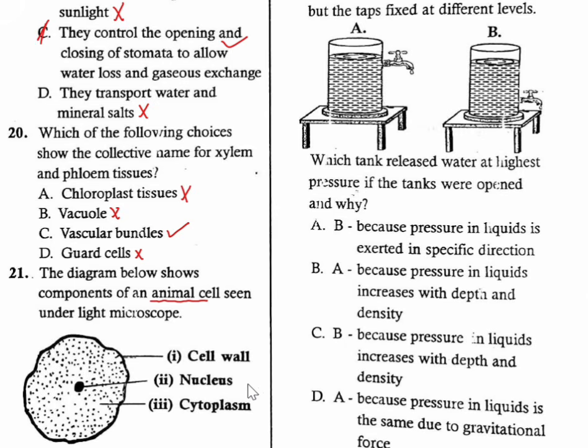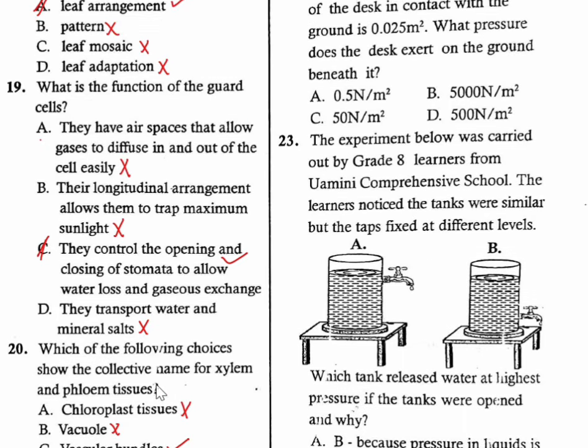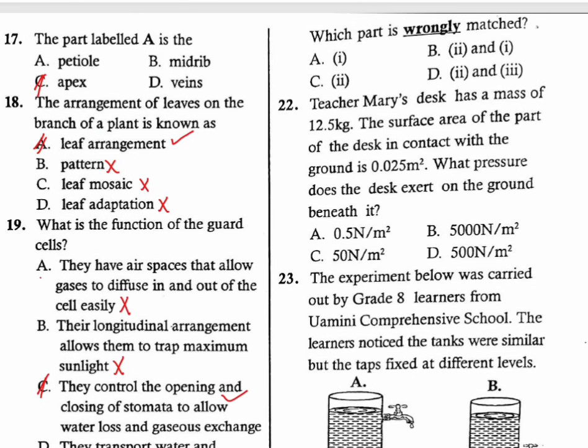Nucleus, it is well matched. Cytoplasm, site for chemical reaction, well matched. Cell wall, this is not true. Animal cells don't have a cell wall, and therefore cell wall does not belong. This is known as the cell membrane, and therefore this is the part which is wrongly matched. It is Roman 1, so the answer is A. So animal cells don't have a cell wall.